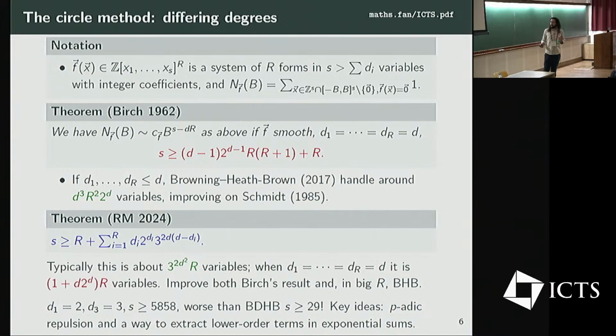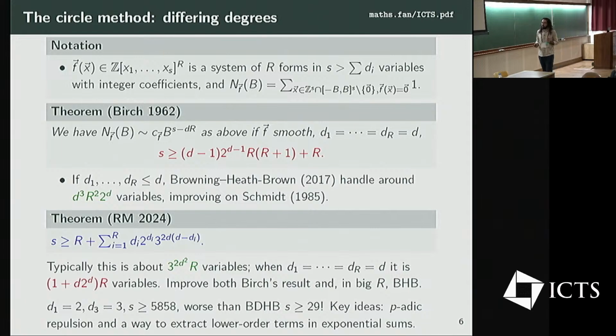So the really key ideas, I mean, there's a use of the pigeonhole principle at some point, which took me a while to think of, but I don't think that makes it particularly deep. I think the really key ideas here are p-adic repulsion, which was explored in those Hausdorff lectures I previously mentioned, if you want to read more about it. And a way to extract lower order terms in exponential sums.